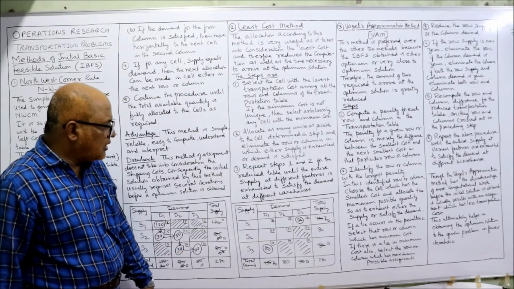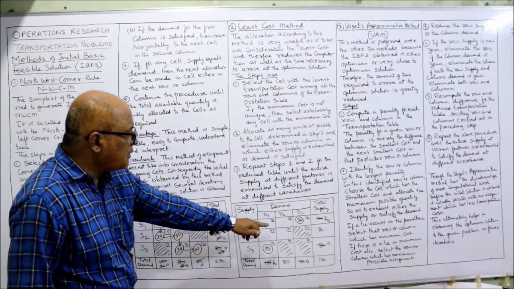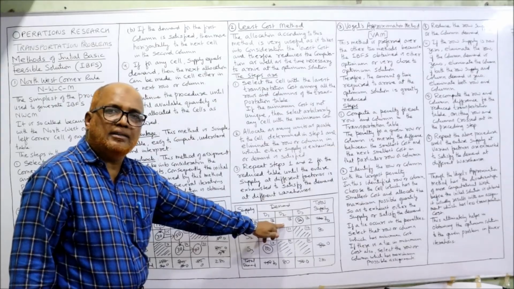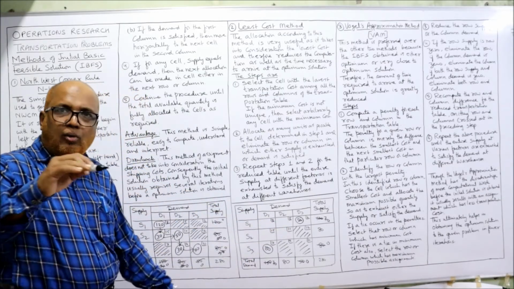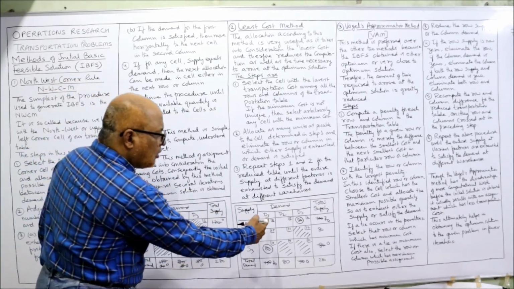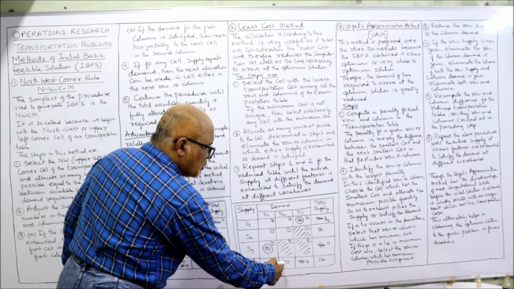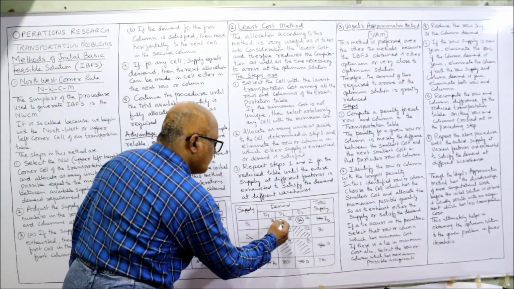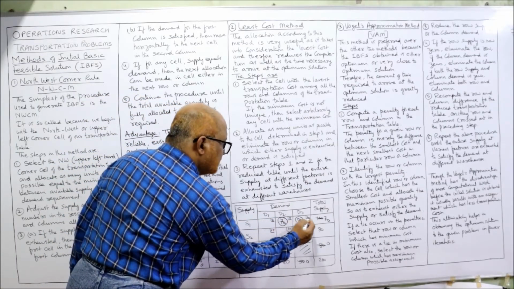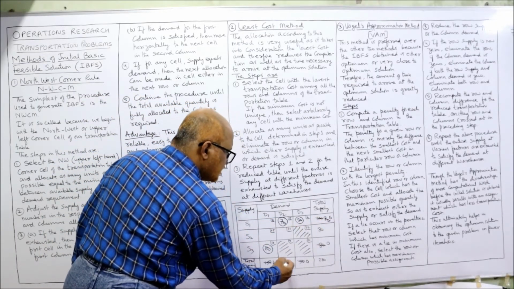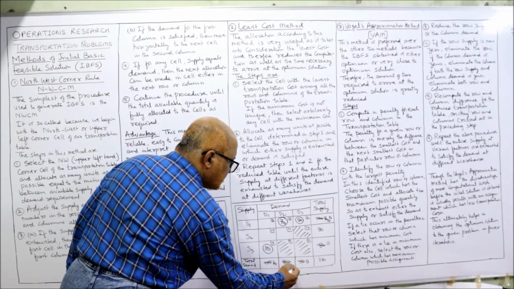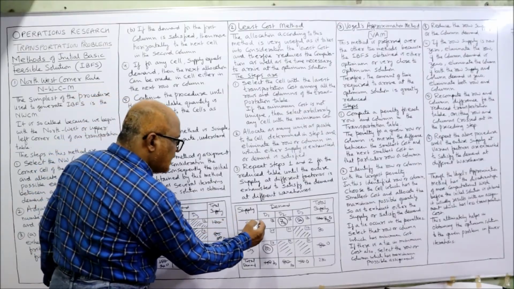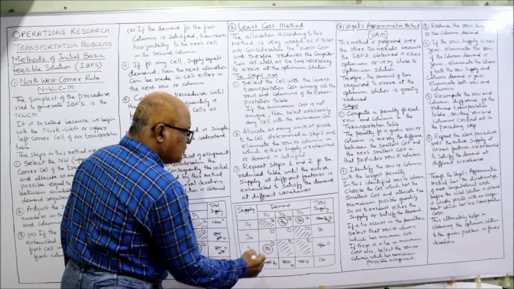Now in the remaining cells, what is the next minimum? The next minimum is 5. In this cell with cost 5, again I'll make the allocation, the minimum of row total or column total. Here the row total is 70, the column total is 80. Whichever is less, 70 is less. So I'm allocating 70 here. This will become 0 and this 80 minus 70 remains 10. When the row total has become 0, the row is exhausted, blocked.